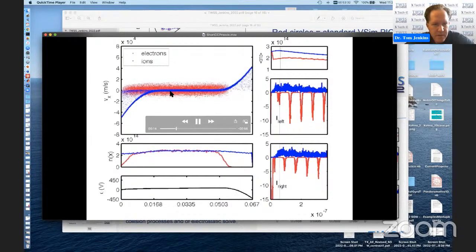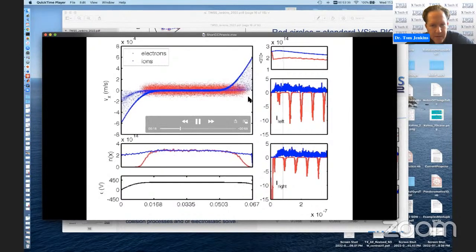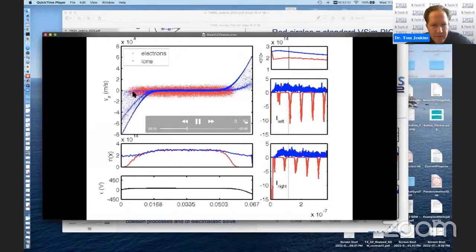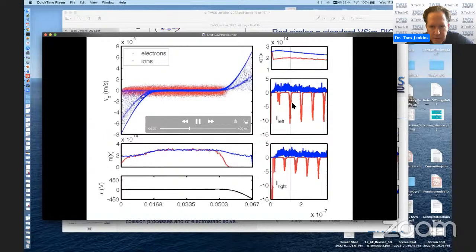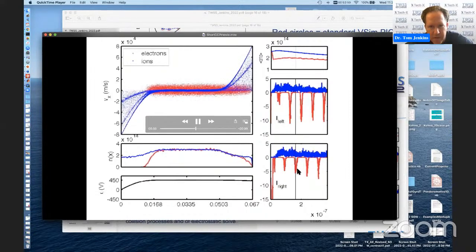Now you can see in the phase space, the electrons kind of slosh back and forth. They move left and they move right. And as they move to the left here, you can see there's a big electron current spike when they hit the wall. Then they're going to go right, and we'll get a big electron current spike on the right.